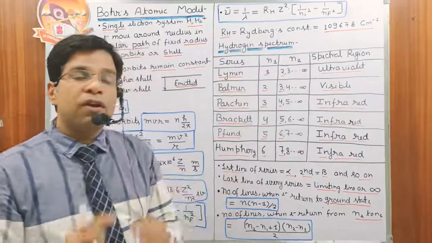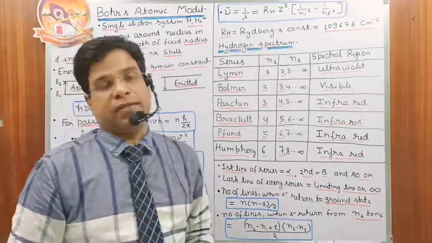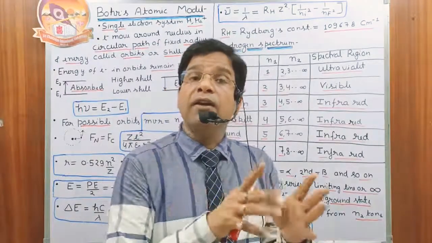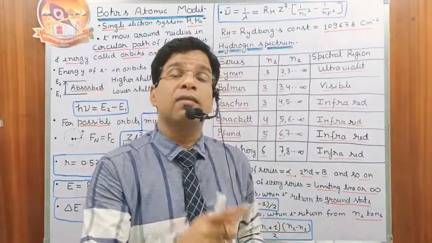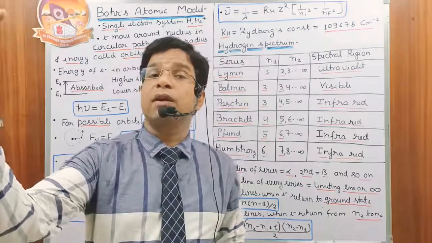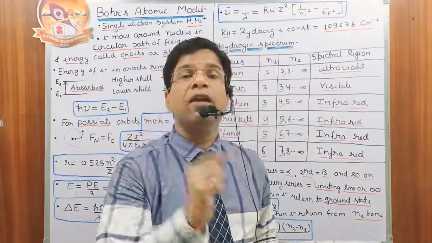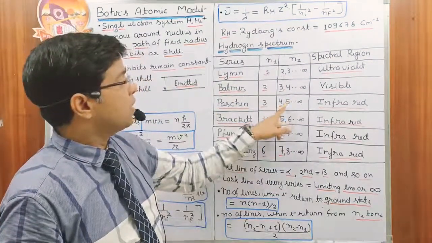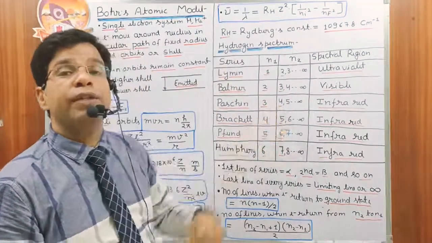Now the first line of every series is called alpha. Like the alpha line of the Lyman series is when an electron comes from 2 to 1. The alpha line of the Paschen series is the line when an electron comes from 4 to 3.